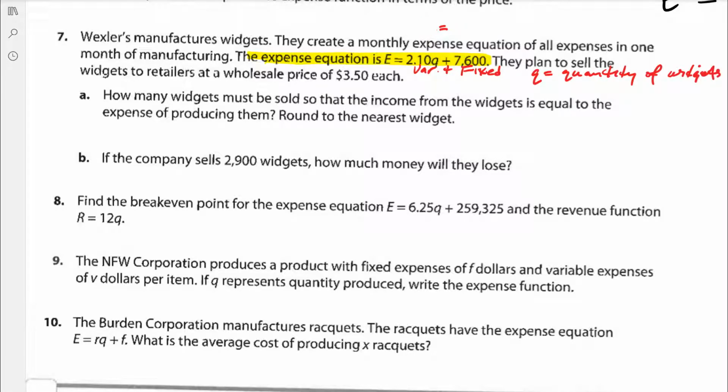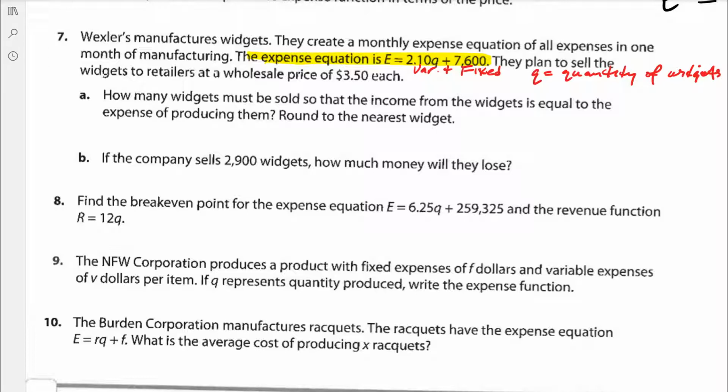All right, and I know that for each widget, it costs $2.10 per widget. I know that in respect to the cost. Now that's the cost, not the wholesale price. That's different. It says they plan to sell the widgets to retailers at a wholesale price of $3.50 each. So they cost $2.10 to produce, but they sell it to the retailer for $3.50 each. So that's different.